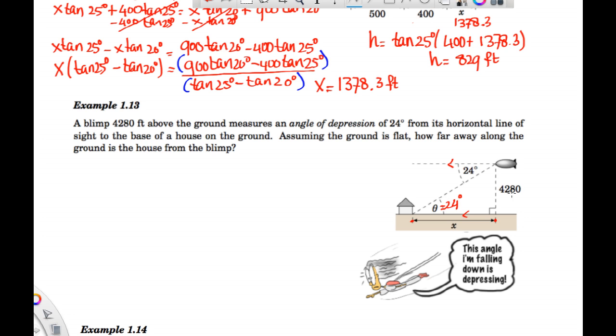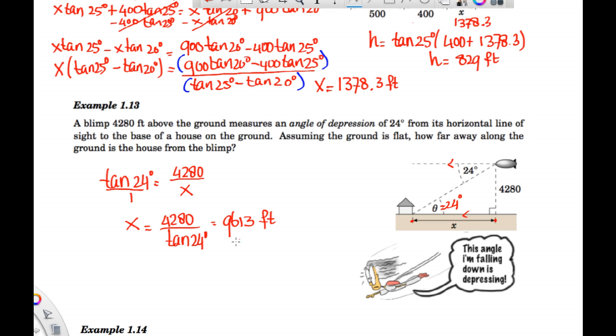And then that gives you an opposite over adjacent, so we know that the tangent of 24 degrees is opposite 4,280 divided by the x. Think of this as over 1, so you cross multiply, or really just, actually we're going to switch spots here. So that distance is 4,280 divided by the tangent of 24 degrees, and that gives you an answer of 9,613 feet.